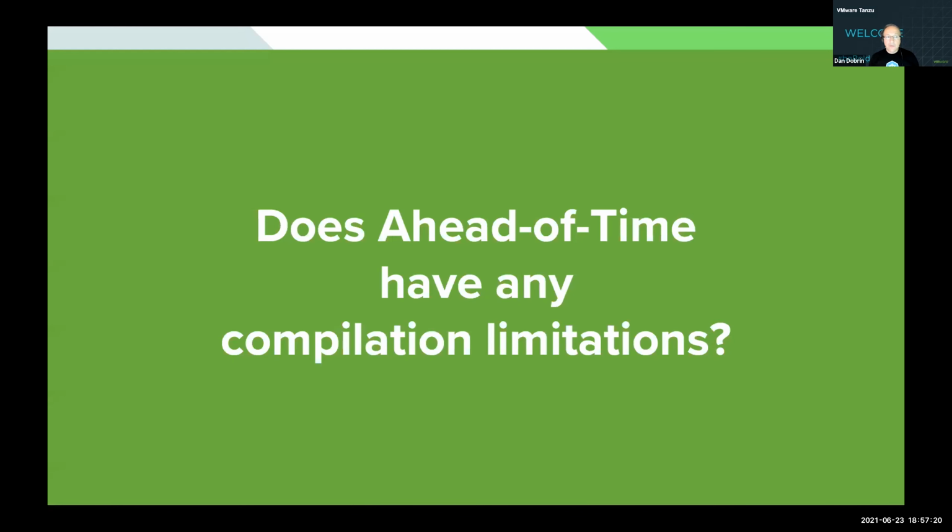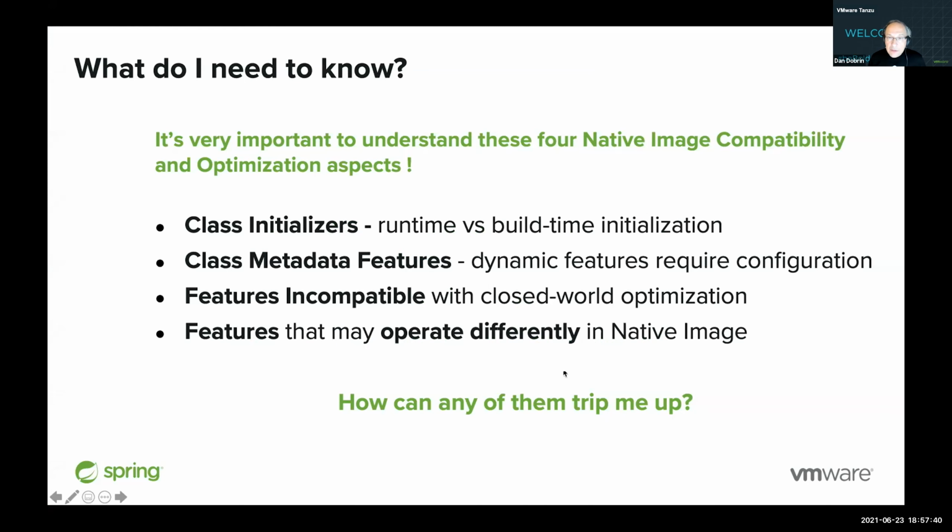Now, does ahead of time have any compilation limitations? I wouldn't call them necessarily limitations, but dynamic features or different behavior, which we have to understand as we're moving into this new and optimized world of native images. So what do I need to know? And this is kind of the focus of our discussion this evening. It's very important to understand for native image compatibility and optimization aspects. I group them into four. Maybe other people see it differently, but can any of these trip us up?